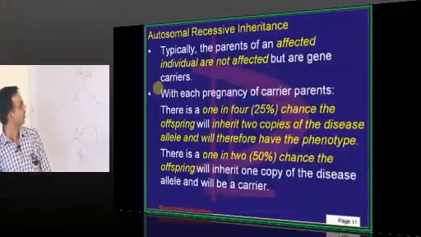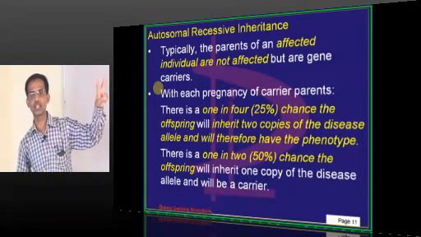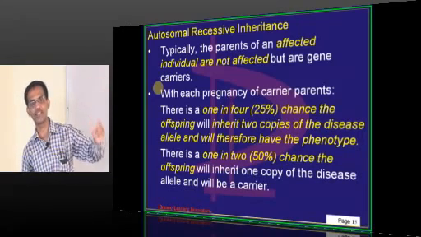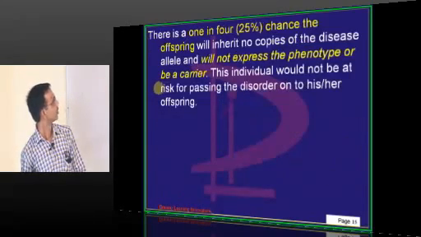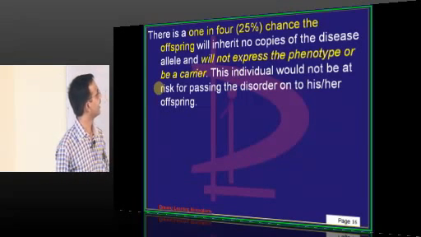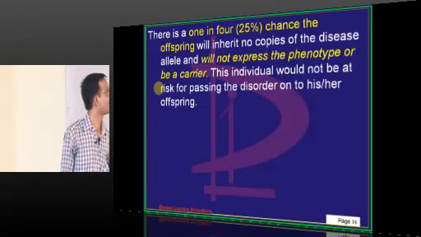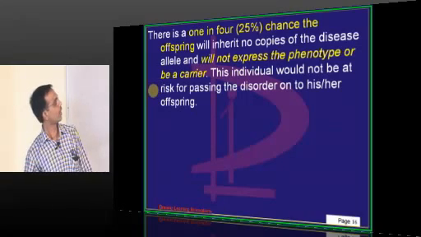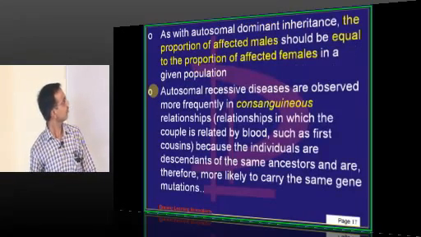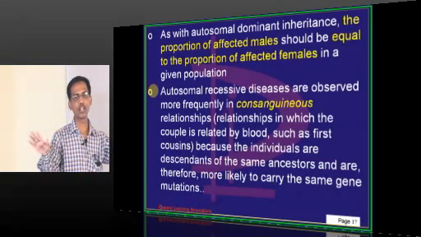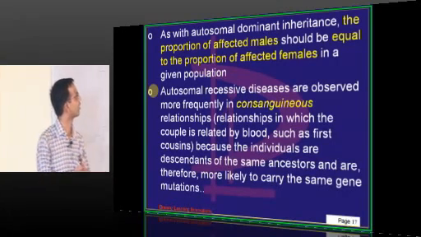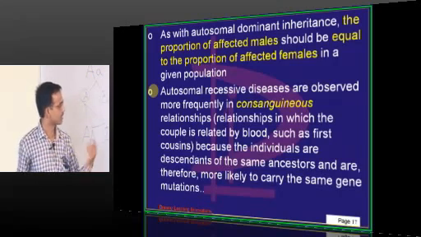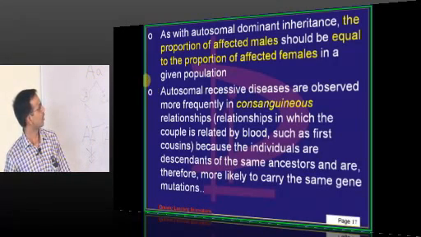So when both parents are carriers, there is a 1 in 4 or 25% chance of the offspring being affected by the disease. There is a 1 in 4 chance they will inherit no copies of the disease allele and will not express the phenotype or be a carrier. This individual would not pass the disease to the subsequent generation. The proportion of affected males should be equal to that of females in any given general population. Both are equally affected. They are observed more frequently in consanguineous marriages, that is, in blood relatives. Those are the points about autosomal recessive.